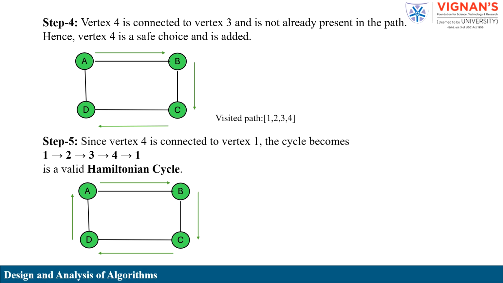Step 5. Finally, we check whether the last visited vertex, vertex 4, is connected back to the starting vertex, vertex 1. From the diagram, we can see that vertex D is directly connected to vertex A. This connection allows us to return to the starting point and complete the cycle. As a result, the path 1, 2, 3, 4, 1 forms a closed loop that visits every vertex exactly once. Hence, this path is a valid Hamiltonian cycle for the given graph.